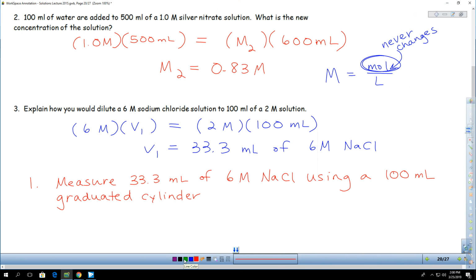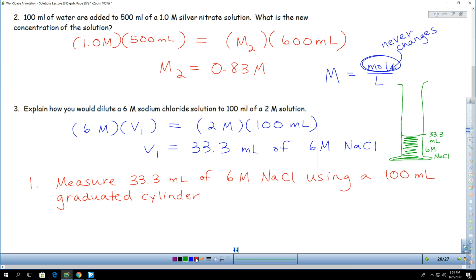So it might look something like this. Here's my graduated cylinder. And the bottom, maybe like this here, is like 33.3 milliliters. And that's going to be the 6 molar, yikes, sodium chloride. Okay, so there it is. I put that in the beaker first. Graduated cylinder. And then piece of cake.